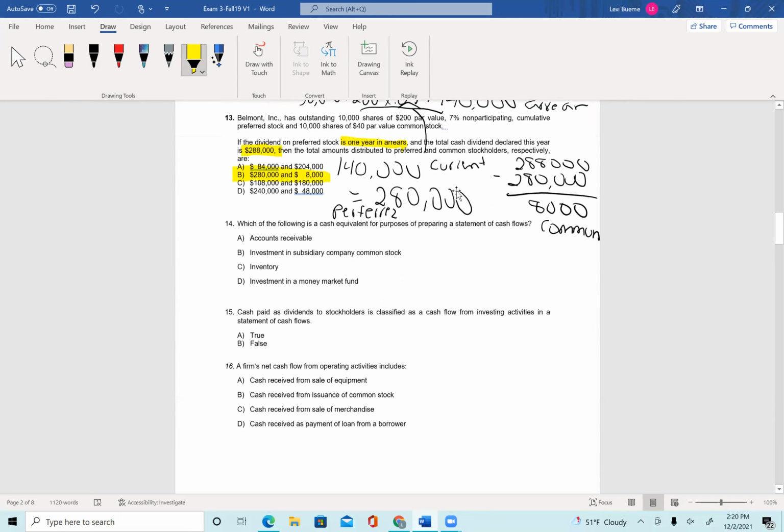14, which of the following is a cash equivalent for purposes of preparing a statement of cash flows, investment in money market funds? So if you think about it, like accounts receivable, common stock, and inventory, we use all of those in the statement of cash flows to go into the cash, but we don't use the money market fund. That's considered a cash equivalent. 15, cash paid as dividends to stockholders is classified as a cash flow from investing. Is that true or false? That's false. Dividends is going to be financing, not investing.